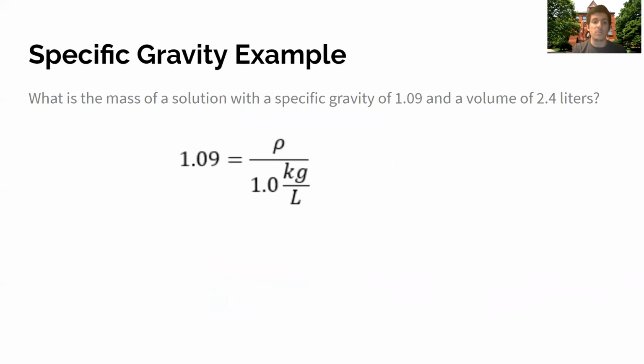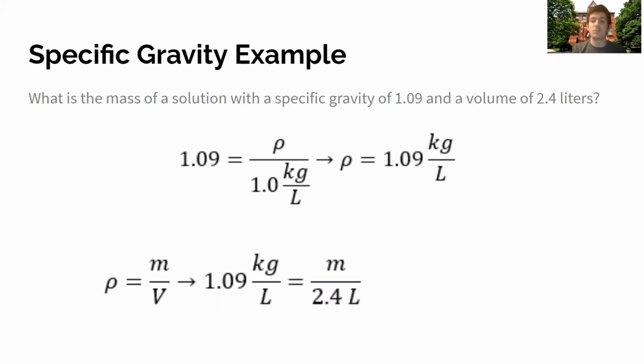So now if we go back and plug in the values we have, specific gravity is 1.09. That's going to equal rho over rho of water, which is 1.0 kilograms per liter. Carry out the multiplication, you get rho, the density of our solution, is going to be 1.09 kilograms per liter. Now that we have the density, we can go ahead and solve for the mass. Go back to the equation here. Rho is equal to mass over volume. From there, we can plug in the values we know. Density is 1.09 kilograms per liter, and the volume is 2.4 liters, leaving us one unknown variable, mass. We can go ahead and solve. We get mass is equal to 2.62 kilograms.